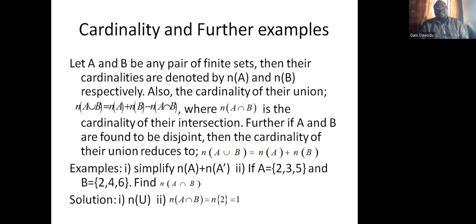Cardinality and further examples. Let A and B be any pair of finite sets. Their cardinalities we denote by n, number of elements in A, number of elements in B. The cardinality of the union will be number of elements in A plus number of elements in B minus number of elements in their intersection. When they are mutually exclusive, the cardinality of the intersection becomes null, and so this equation will reduce to this. Well, example, look at this. Number of elements in A and number of elements in the complement will simply be number of elements in the union. A intersection B will simply be singleton 2 and the cardinality will be 1.